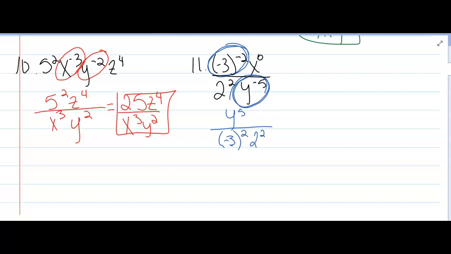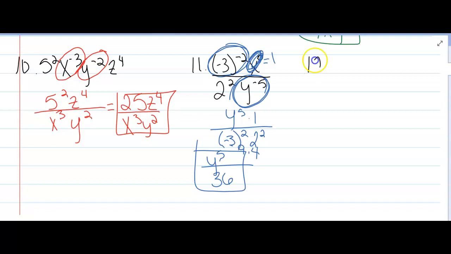And then that x to the 0, remember, anything to the 0 power is 1. Which means it's going to be y to the fifth times 1. Well, it's just going to be 1. So we're going to have a y to the fifth in the numerator. Now, negative 3 squared gives me 9. 2 squared gives me 4. So I have 9 times 4. So my answer is going to be y to the fifth over 36.